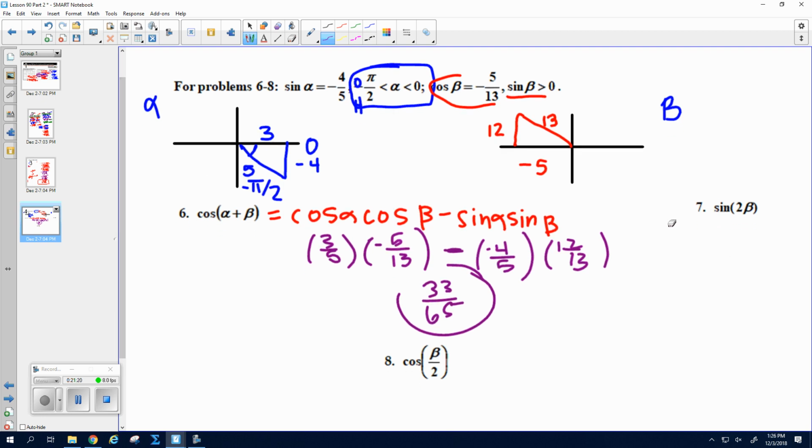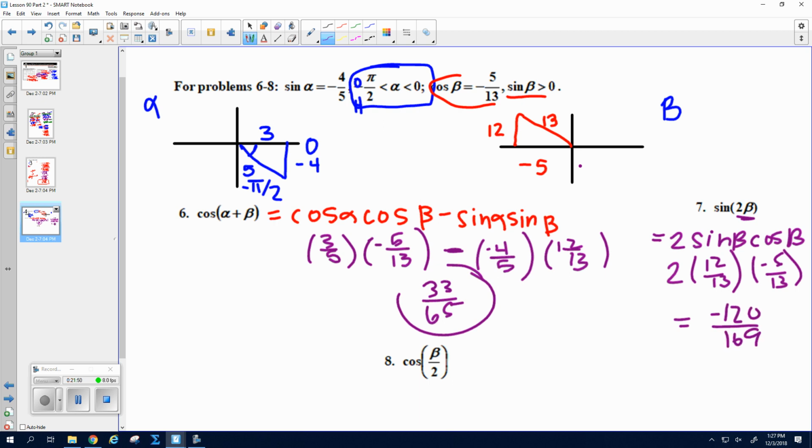For 7, you guys, I will quickly show you, this is the formula for the double angle for sine, which is 2 sine beta cosine beta. Be sure you use the beta that's in here. And then you plug in the fractions, right? So I'm like, what's the sine of beta? So I come over here and it is 12/13. What's the cosine of beta? It's negative 5/13. And you evaluate it, and you get negative 120 over 169. Okay.